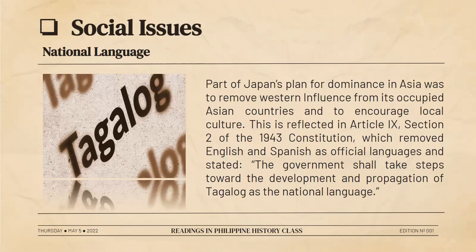During the Second World War, the Japanese occupied the Philippines and established the Second Philippine Republic. Part of Japan's plan for dominance in Asia was to remove Western influence from its occupied Asian countries and to encourage local culture. This is reflected in Article 9, Section 2 of the 1943 Constitution, which removed English and Spanish as official languages and stated, the government shall take steps towards the development and propagation of Tagalog as the national language.